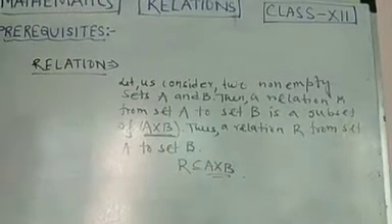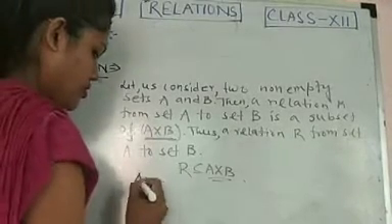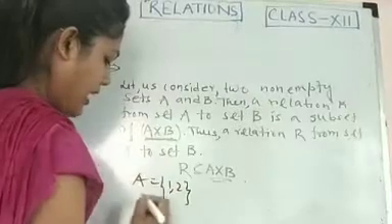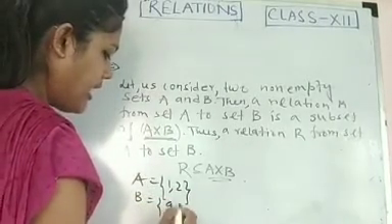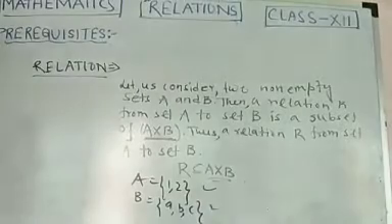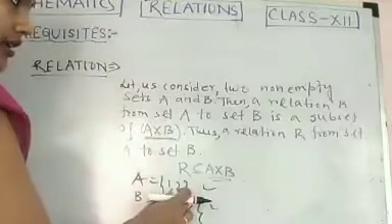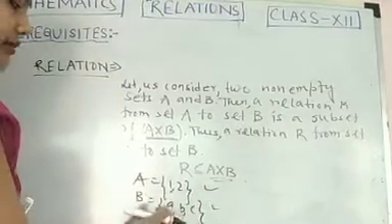Right? Suppose we consider two sets A and B, where A equals {1, 2} and B equals {a, b, c}. These two are non-empty sets, because non-empty means there is at least one element. Here there are two elements in A and three elements in B.